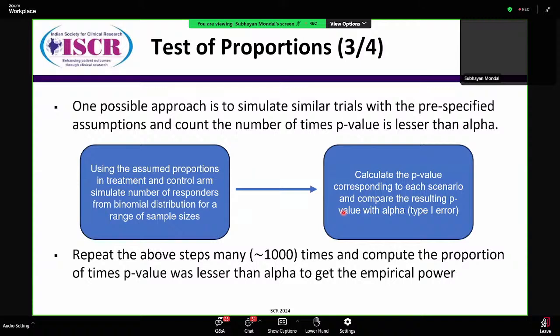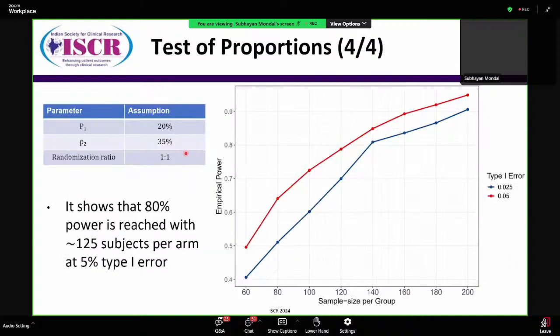So your empirical power is for how many studies, or how many replications of a similar design, you were able to reject the null hypothesis. And looking at the result, I will again explain the construct here. We have the same P1, P2, and we are using a randomization ratio of 1 to 1. Here, on the x-axis, we give the sample size per group. That means the total sample size is double this number. And on the y-axis, we have the power.